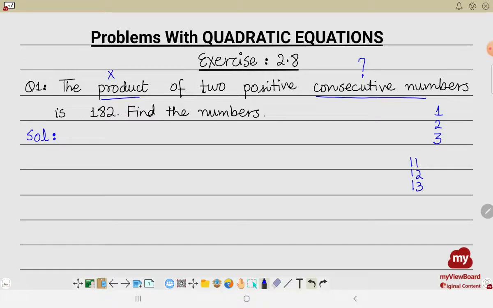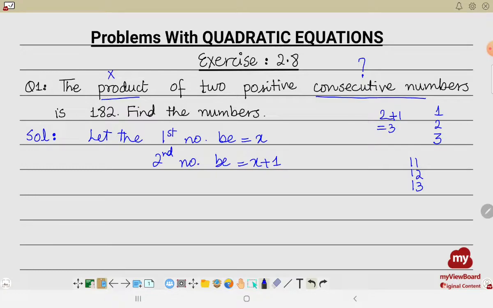In word problems, the thing that you have to find, you first have to suppose it, and then you apply the condition on that supposed thing. So find the numbers. Let the first number be x. Now what will be the next consecutive number? The second number will be x plus 1. If you have 2, you add 1 to get the next number, 3. So if the first number is x, then the second number will be x plus 1.